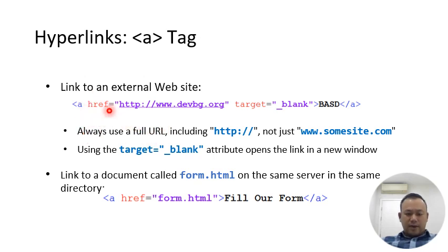So we have a hyperlink here like this and specify the URL or location where the link goes. And it can be an absolute URL like this one or a relative path. For target, specify where to open the linked document. For example, if target equals _blank, that means we open the link in a new browser tab.